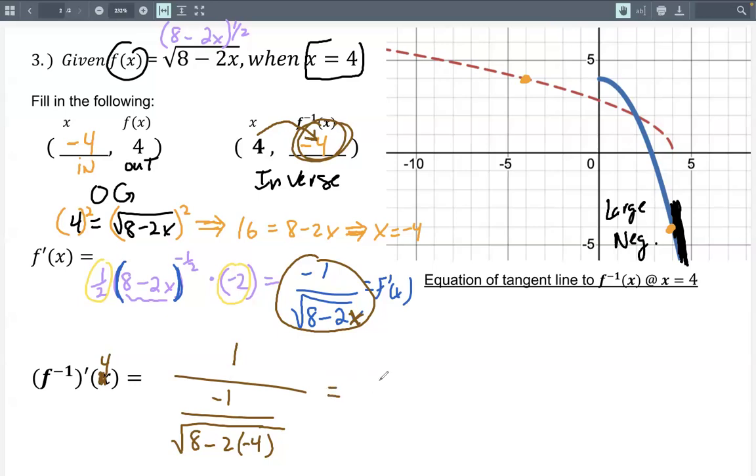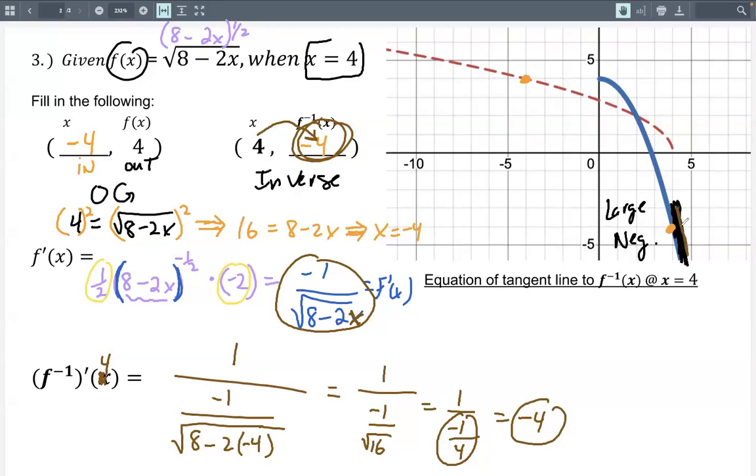So now we simplify. So we have 1 on top. On the bottom, we have negative 1 over, let's see, negative 2 times negative 4. This becomes positive 8. 8 plus positive 8 is square root of 16. So then we have 1 over negative 1 over square root of 16, which is 4. And then 1 over negative 1/4 is the reciprocal of negative 1/4, which is negative 4 over 1, or just negative 4. So the derivative of this inverse function is negative 4, which is the slope.